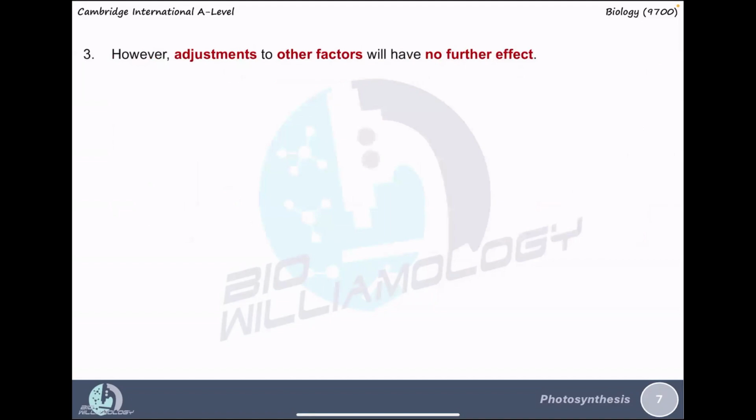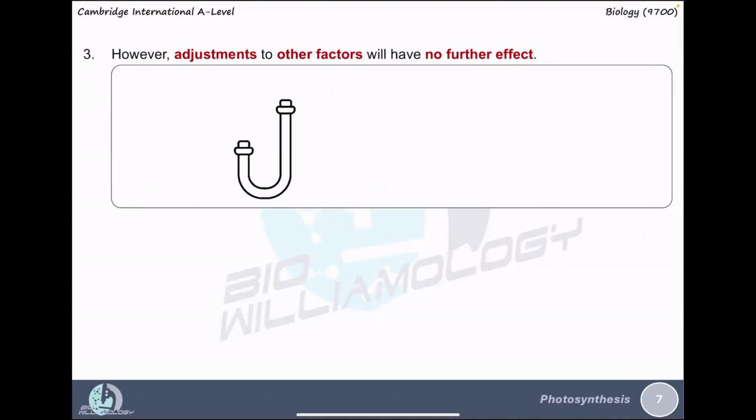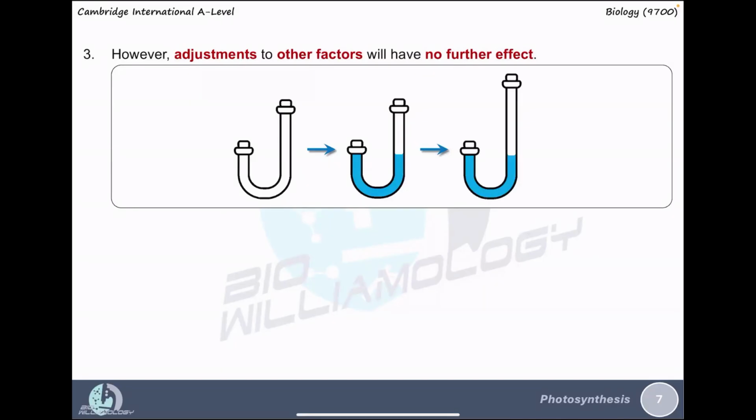However, adjustment to other factors will not have any further effect. For example, in this diagram, we can see a similar tube, or U-tube, and we fill up the volume. However, instead of increasing the left arm, we increase the length of the right arm. And increasing the length of the right arm does not show any increase in the volume. So this indicates that the factor represented by the right arm is not the limiting factor.